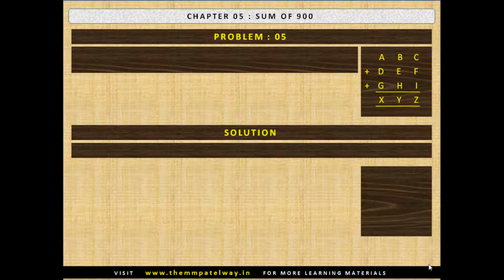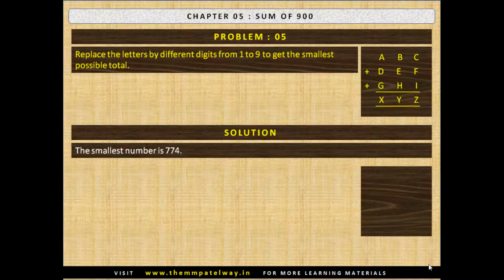Problem number 5. Replace the letters by different digits from 1 to 9 to get the smallest possible total. Now stop the video and solve the problem. The answer is the smallest possible total is 774. This is obtained by putting smallest number in hundreds column and largest number in unit column.